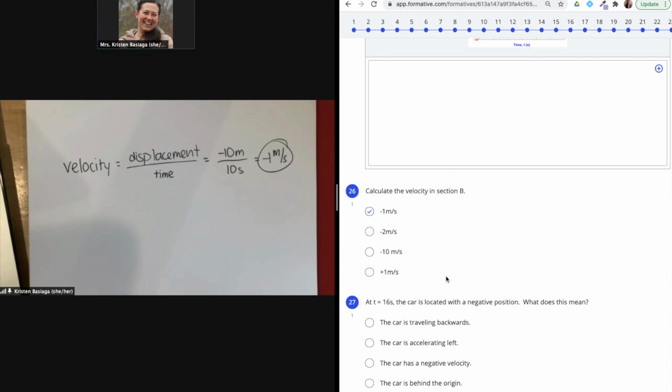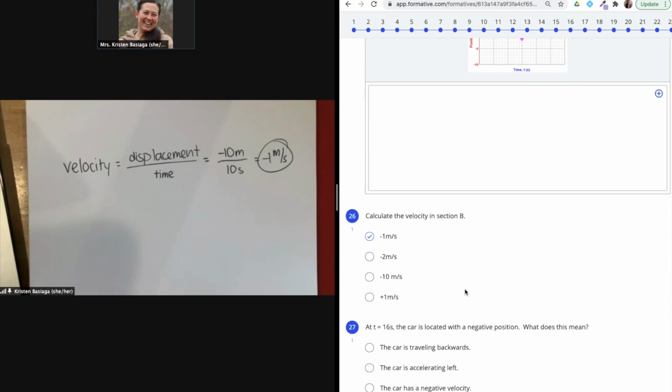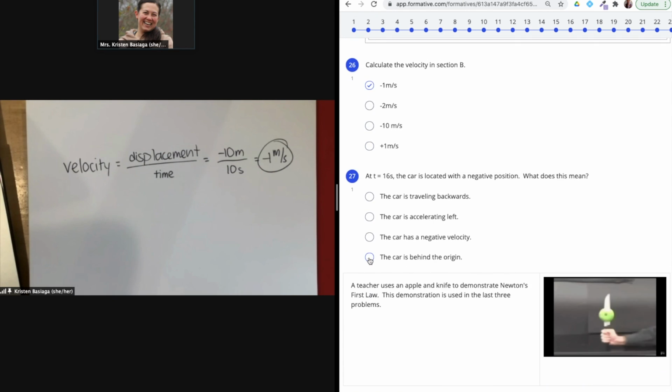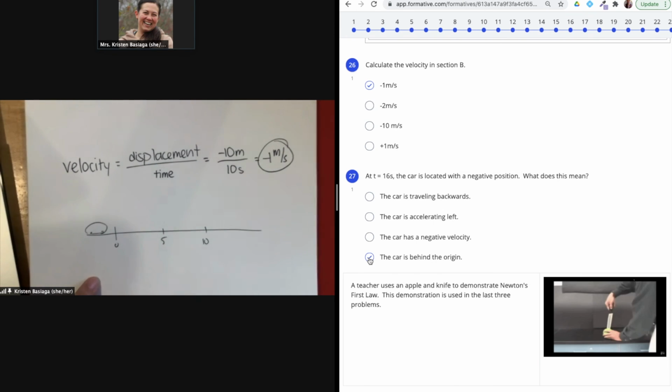At t equals 16, the car is located in a negative position. See how it's like below the origin at that point? All that means is your object is behind the origin. So if you imagine a number line, then your car's just over here. And that's totally fine. You can have a negative position. It just means you're behind wherever it is you started measuring from.